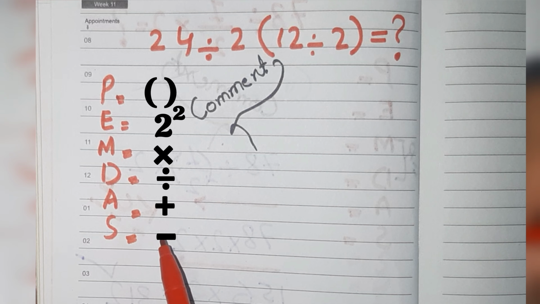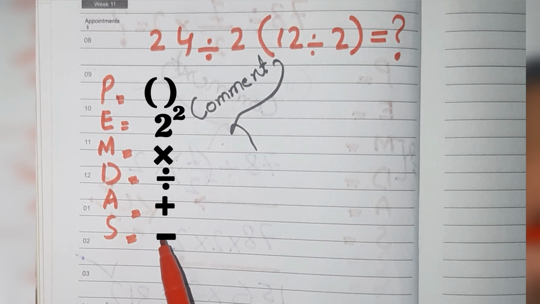All right? In this expression, we have one division, one multiplication, and one parenthesis. Inside this parenthesis, we have one division. So according to the PEMDAS, first we have to do this parenthesis. Then this division, and finally this multiplication.